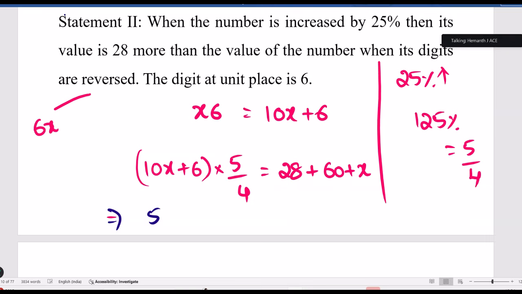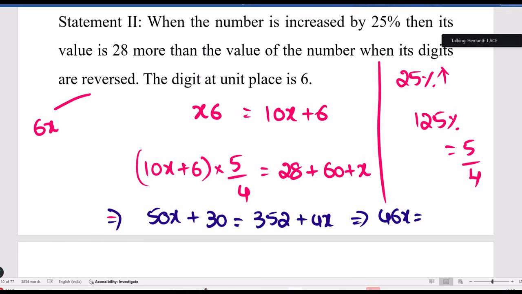Here 50x plus 30. When this goes to this side, here 88 into 4. So 88 into 4 will be 352 plus 4x. Now subtracting 50x and 4x, we will get 46x. And here the difference is 322.